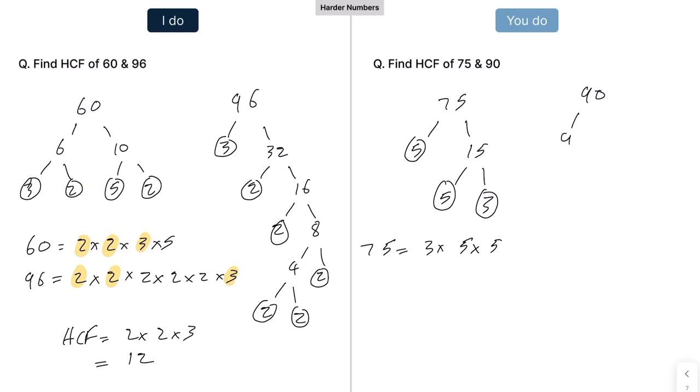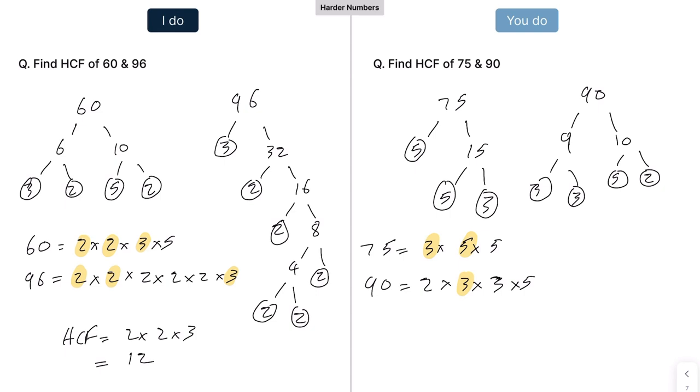And 90, we can go with 9 and 10. 9 can be 3 and 3. That can be 5 and 2 to give us 10. And if you write 90 out, that is going to be 2 times 3 times 3 times 5. And if I just highlight the matching pair, that's going to be 3 and 3, and that 5 and that 5. So it looks like the HCF is going to be 3 times 5, which is 15.